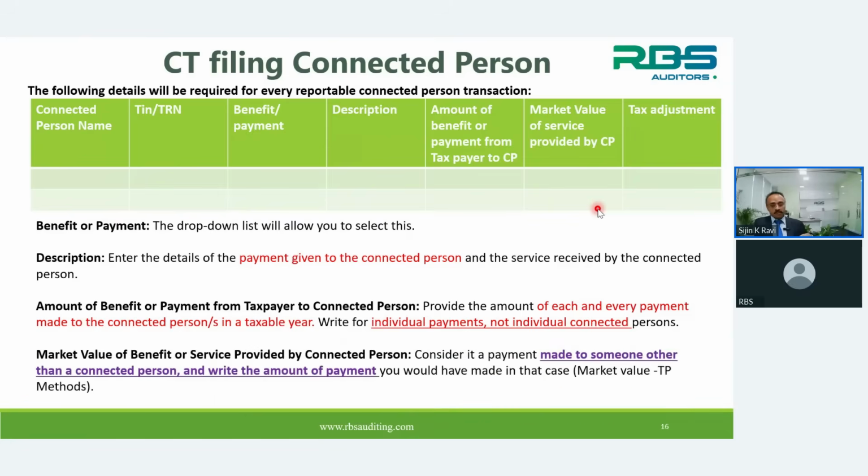Then the market value of the benefit or service provided: the amount of payment, and whether it is within the market value. For market value, you have to adopt a transfer pricing method and disclose it. Then the difference, the tax adjustment, will be calculated automatically: the difference between the amount you gave and the market value. For example, if 600,000 is the amount given by the taxpayer and the market value is 500,000, that 100,000 will be the tax adjustment. That will automatically be taken into the tax calculation.